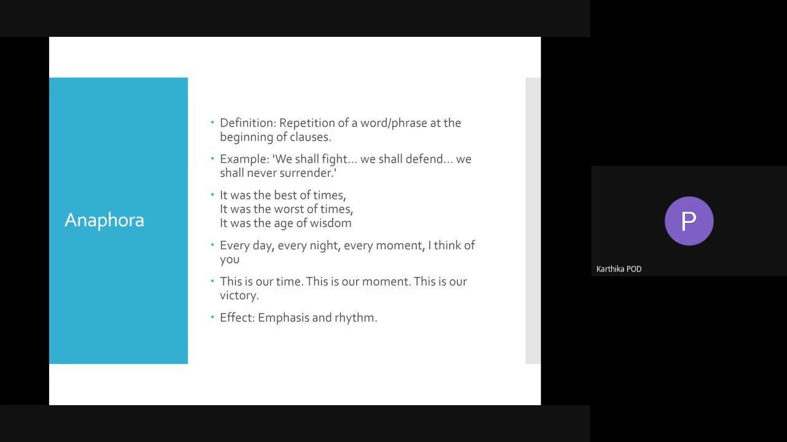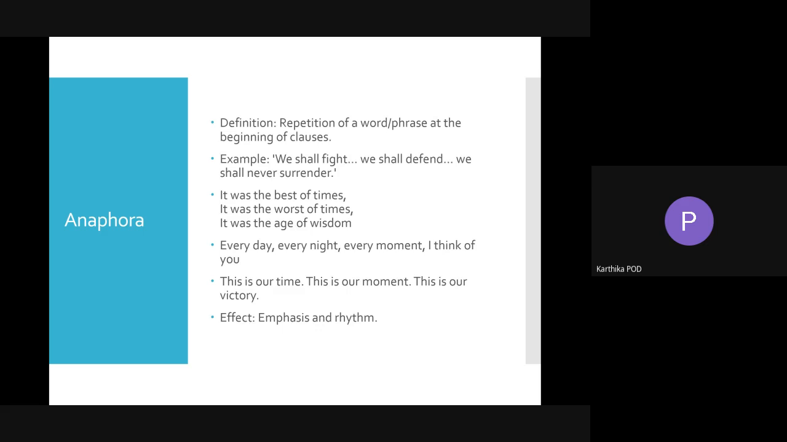If I say it was the best of times, it was the worst of times, it was the age of wisdom, "it was the" is being repeated in all the three lines. Therefore, that is anaphora. Every day, every night, every moment, I think of you. What is being repeated here? Every. So, therefore, it is an anaphora.